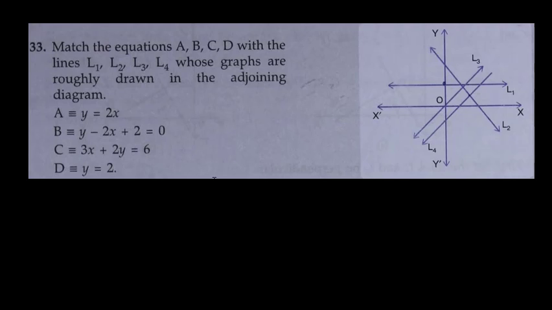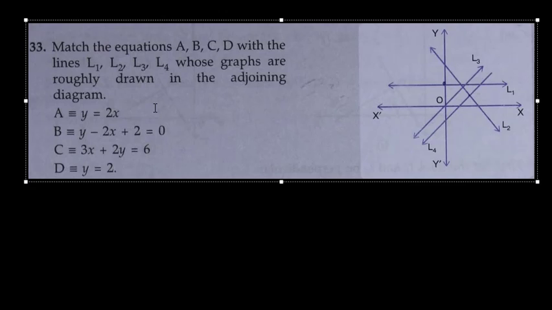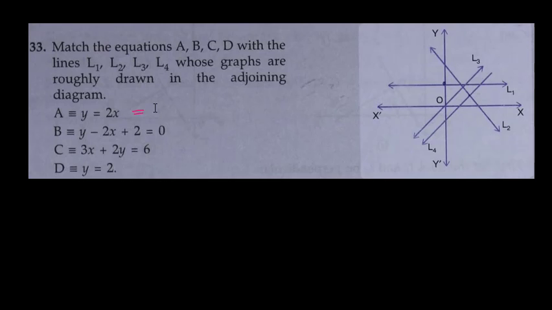Now see this line L3. L3 is passing through the origin. So any line which passes through the origin, its constant term is 0. So we will see that equation number 1 is y equal to 2x. So this equation y equal to 2x is your line L3. Okay. Second, this line L1 is parallel to the x axis. So it is in the form of y equal to something. So y equal to 2 here we are getting. So this is your line L1.